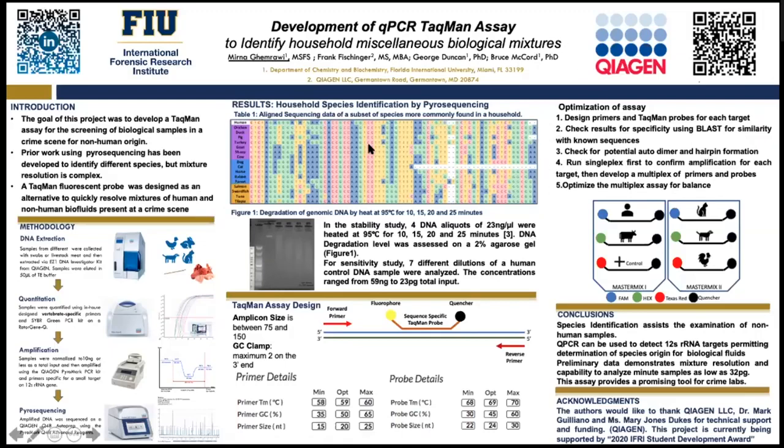But you can see that just by amplifying one target with universal forward and reverse primers, you can see the differences between different species. And we're moving on to designing a TaqMan assay, multiplexing different species of interest, starting with those 5 species as a startup, because they're commonly found in a household, to deconvolute mixtures that might be challenging using the first technique, which is the Pyrosequencing.